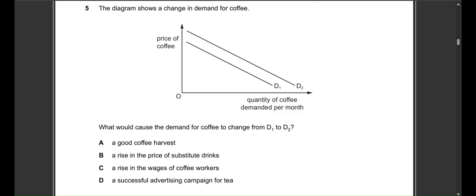Next, the diagram shows a change in demand for coffee. You can see over here, question number 5, the change in demand, that is, demand has shifted from left to right, from D1 to D2. So what would cause the demand for coffee to change from D1 to D2? Remember this point: whenever there is a shift in the demand curve, it is always and always due to a non-price factor.